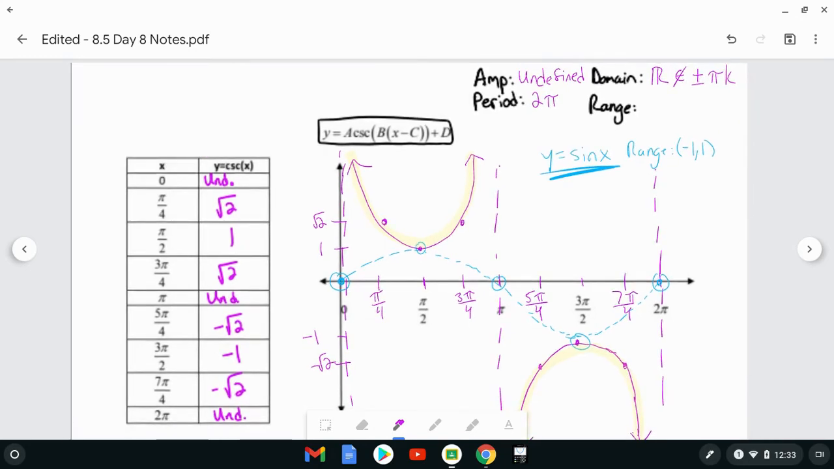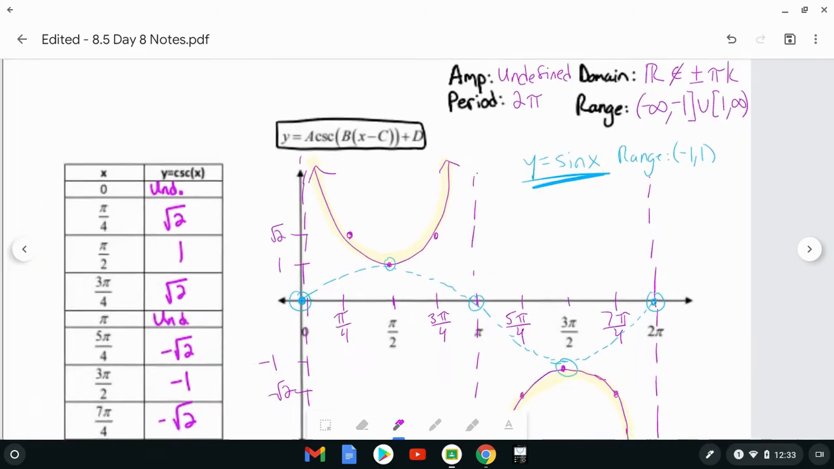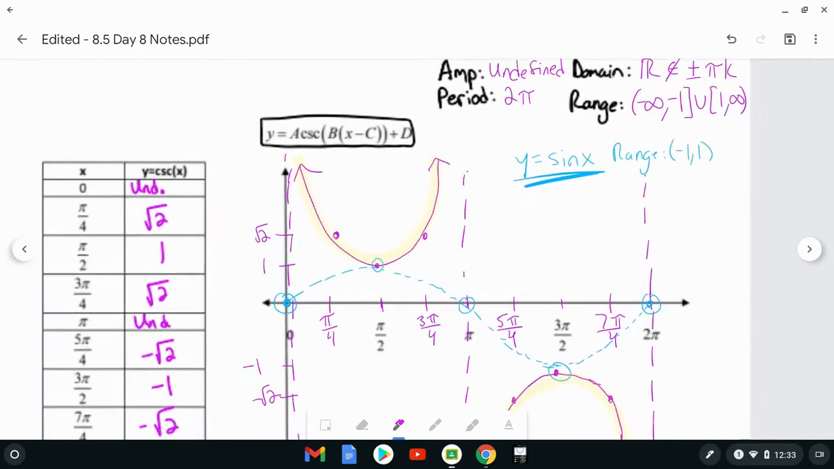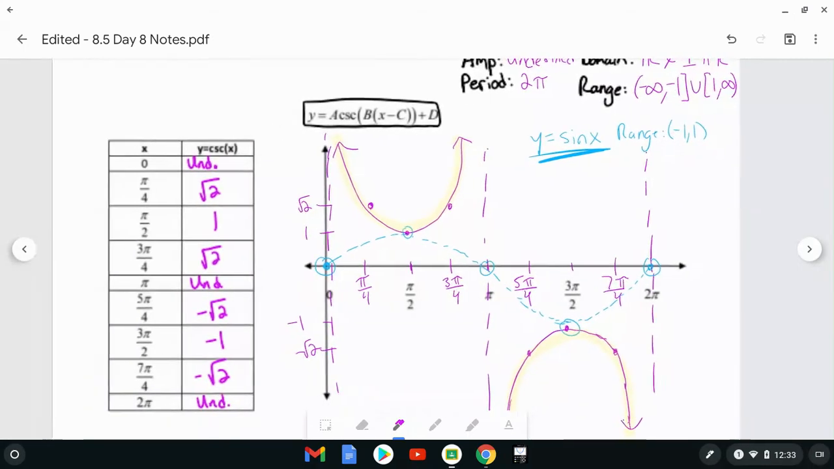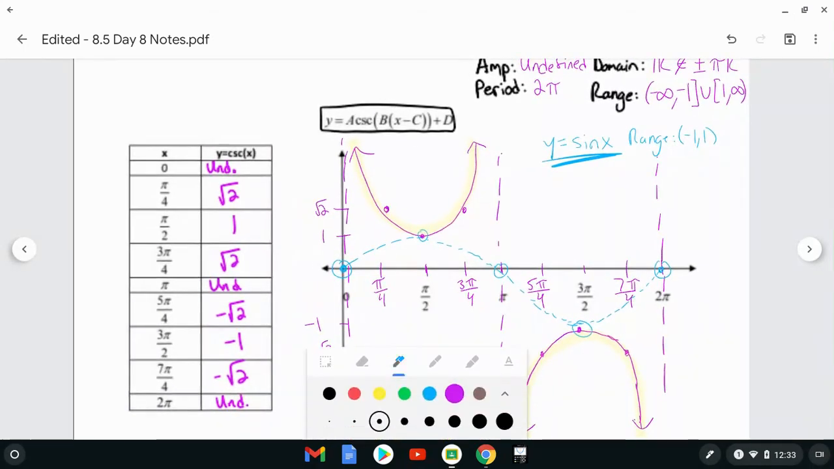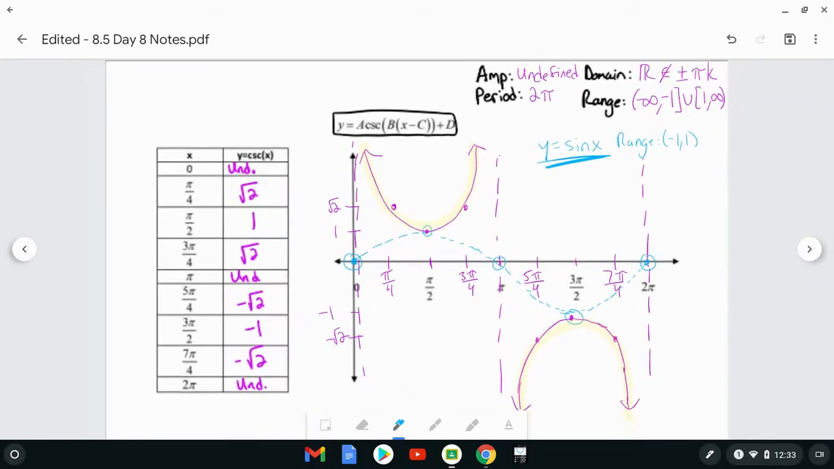The range for this, again, starts at negative infinity and comes up to negative 1. It includes negative 1, but then it restarts at positive 1 and goes to positive infinity. So our range is going to be from negative infinity to negative 1, skip to 1, and go to positive infinity. Again, this is because it is the reciprocal of sine that we have to recognize that relationship and then adjust accordingly for the domain, range, amplitude, and period.